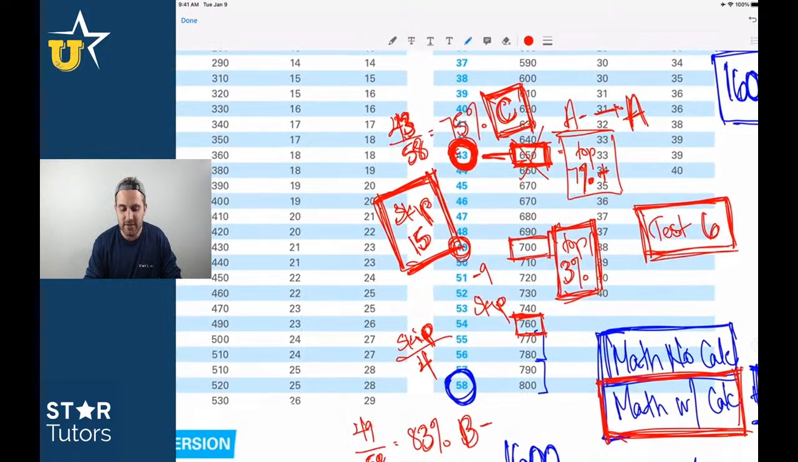So if you've gotten a 650 on a recent practice test, then maybe set your goal between 650 and 670, somewhere in there, which means that you're looking to get 43 to 45 questions right out of all the questions available on the math test.